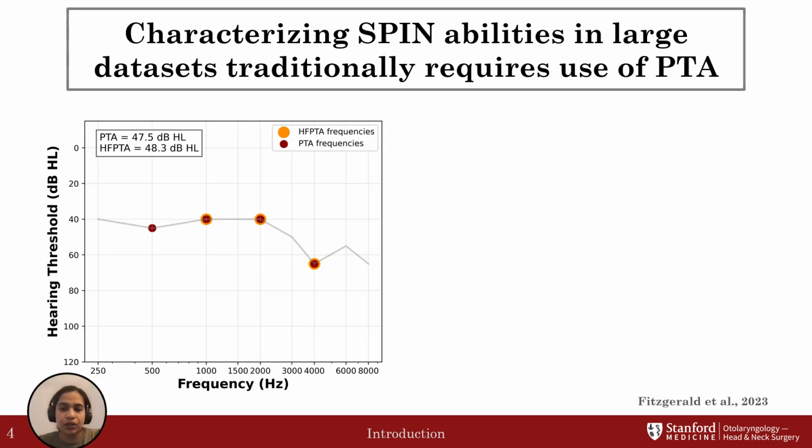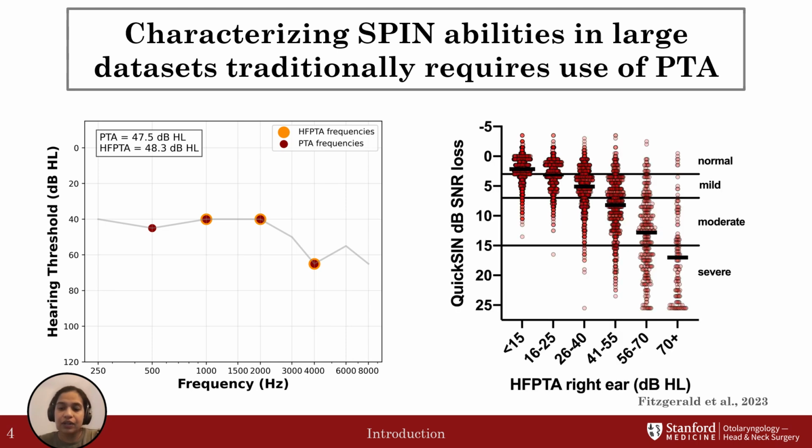To characterize speech and noise abilities in large data sets, we would traditionally have to rely on the use of pure tone average, that is PTA. Generally, PTA is measured as an average of air conduction thresholds at four frequencies: 500, 1000, 2000, and 4000 Hz. High frequency PTA is also popular, which is an average of the thresholds at 1000, 2000, and 4000 Hz, which is what we have used in our previous papers.